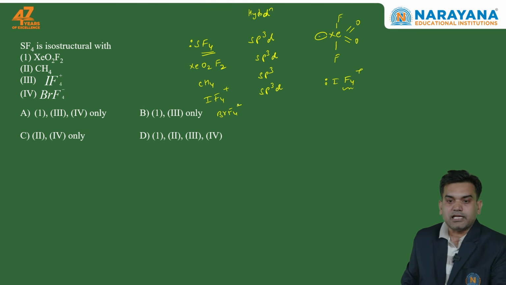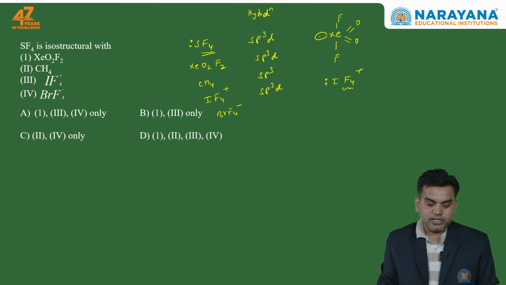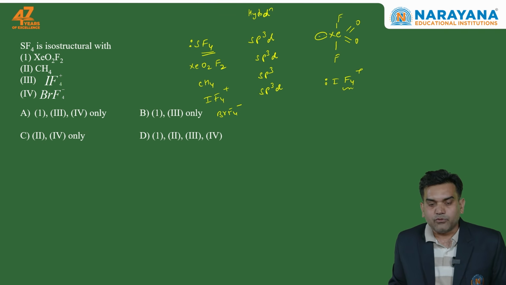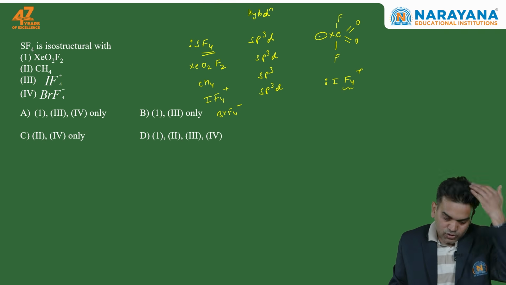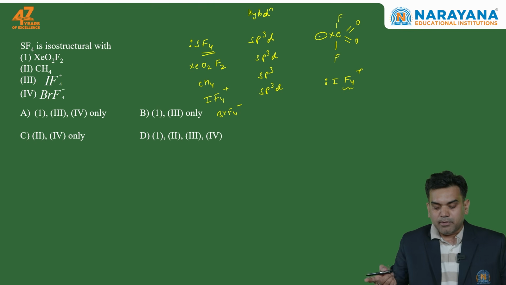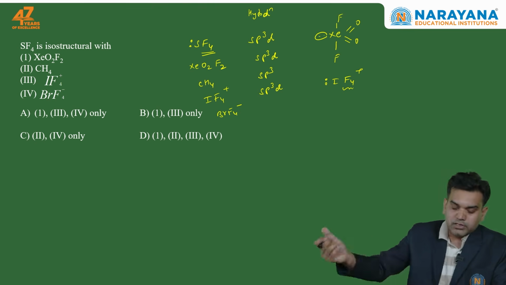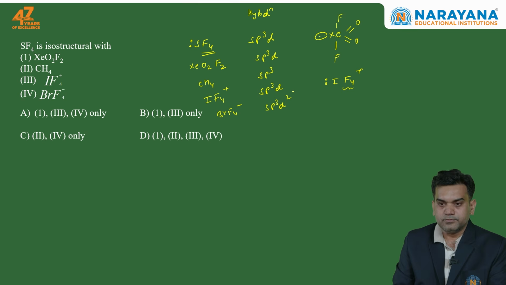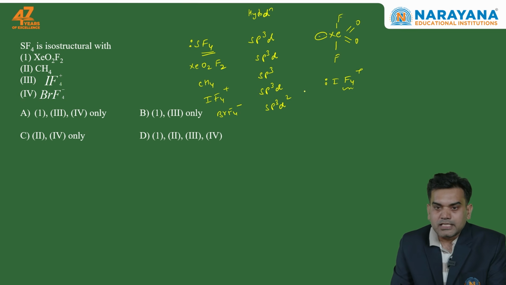BrF4 minus is derived from BrF3. If we add F negative to BrF3, I get BrF4 minus. In BrF3 we have 2 lone pairs and 3 bond pairs. By the addition of one F negative, it will turn into 4 bond pairs and 2 lone pairs. So its shape will be square planar type. So its hybridization is not sp3d, its hybridization is sp3d2. So it will be octahedral in shape.